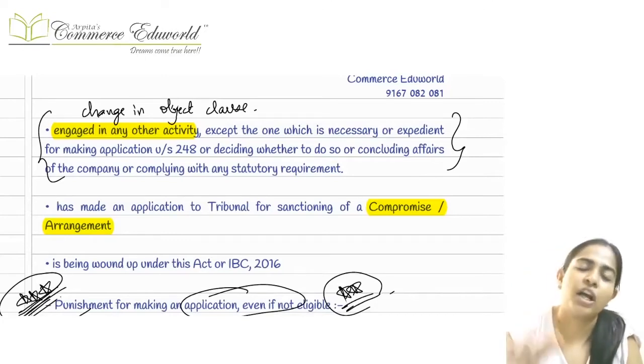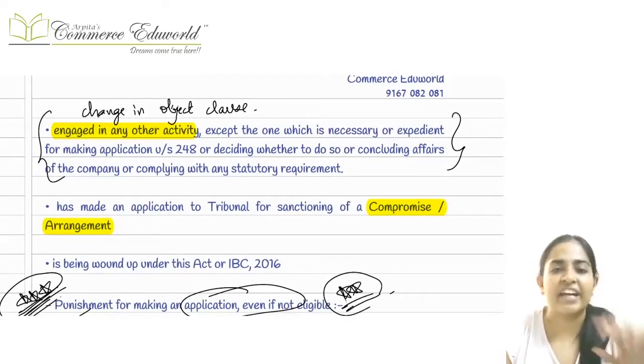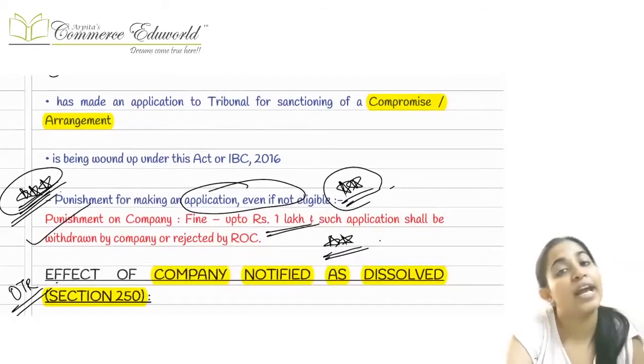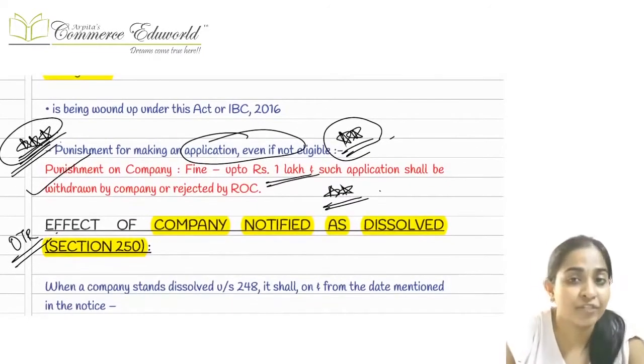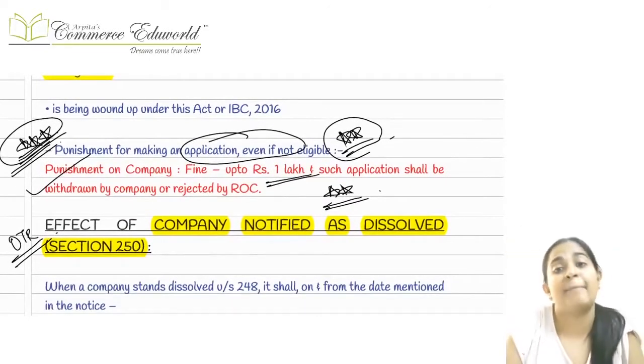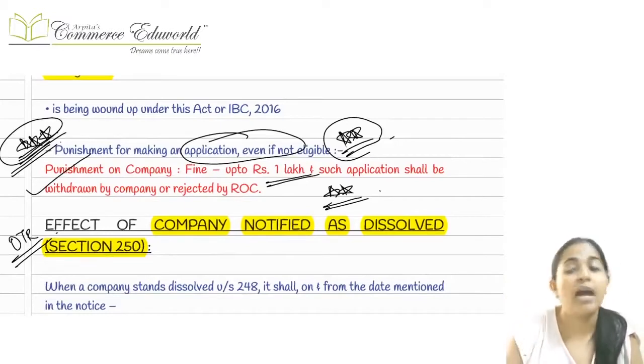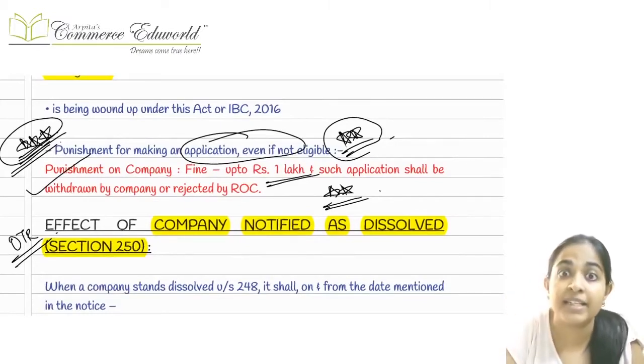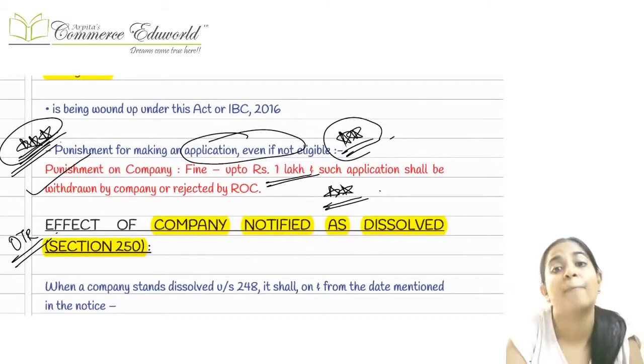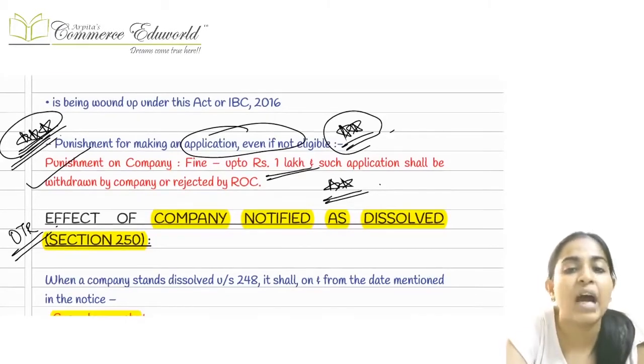Okay, let's wait for the conclusion there. So these were the 5 cases where you cannot go and make an application for a period of 3 months. If you still go and make an application, then either you will have to withdraw it or the ROC is going to reject it, and plus it is going to levy a punishment on you up to rupees 1 lakh. Okay, fine up to rupees 1 lakh.